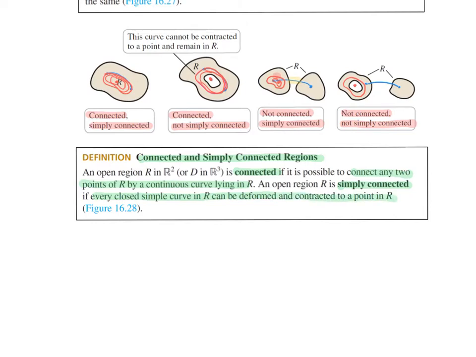Something to note is in this definition it says an open region. So when they're saying open region, all they're saying is when you look at these regions, you don't have to consider that boundary, that black line. Okay? We're only really concerned with points inside the region, not points on the boundary of the region.